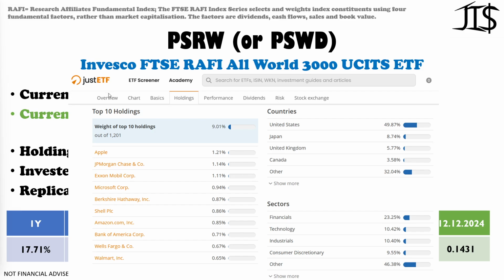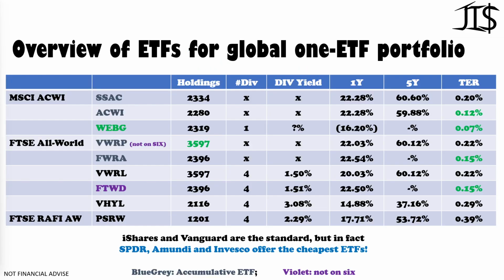I like this ETF quite a lot, but I'm already investing in VHYL. I can't invest in everything, of course, so I'm going to stick with VHYL and not going to switch to Invesco, although it seems a really attractive ETF. Only the total expense ratio is a bit too high to my liking compared to the other ones.